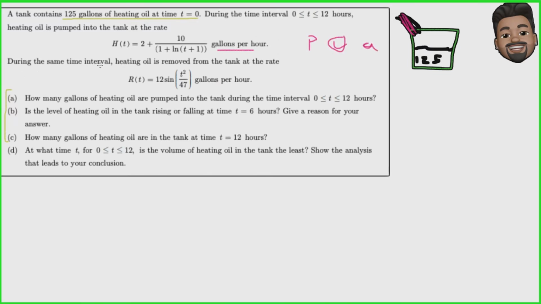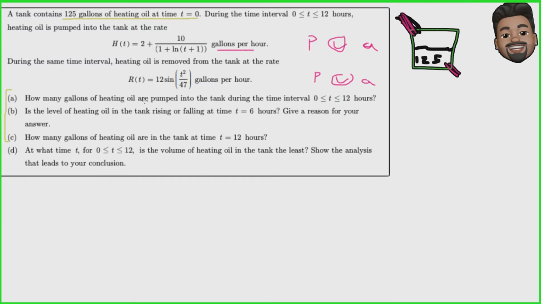And then during the same interval, heating oil is removed from the tank at a rate of R of T gallons per hour. So if I write PVA, this one is also in velocity. Be careful because sometimes one is in velocity and the other one is like in position. All right. So heating oil is being pumped and heating oil is being removed. So something's coming in, something's coming out, and we have our initial condition.